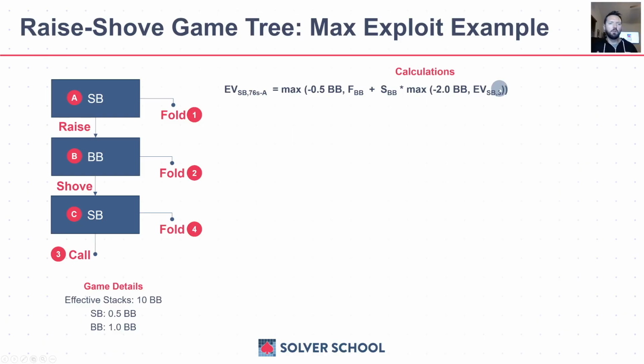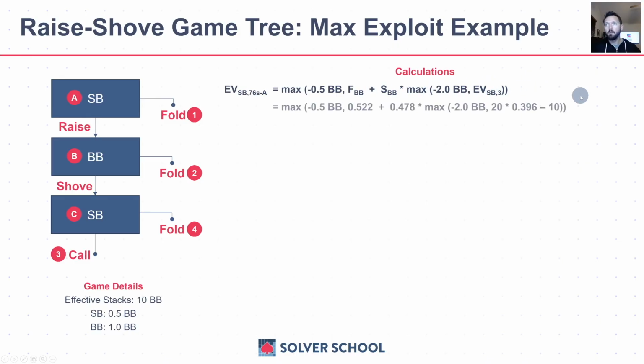Now, similar to order of operations in other math, we have to start from the inside and work our way out. So we need to calculate this max value before moving on to this max value. And that makes sense, right? In order to evaluate this maximum, we'd have to evaluate minus 0.5 big blinds versus this entire part of the equation, and we don't have that part yet because we need to work through this max first.